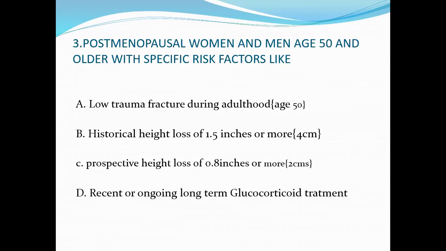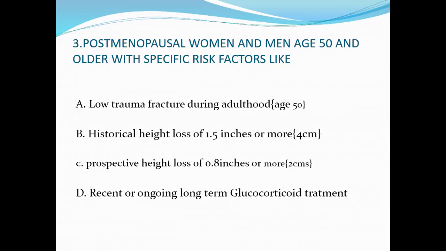In postmenopausal women, and in women and men age 50 and older, specific risk factors include low trauma fractures during adulthood, historical height loss of near about 1.5 inch or more, about 4 centimeters, then prospective height loss of near about 0.8 inch, or more than 2 centimeters. 0.8 inch means more than half an inch, or 3/4 inch. Recent or ongoing long-term glucocorticoid treatment is also a factor in this case.